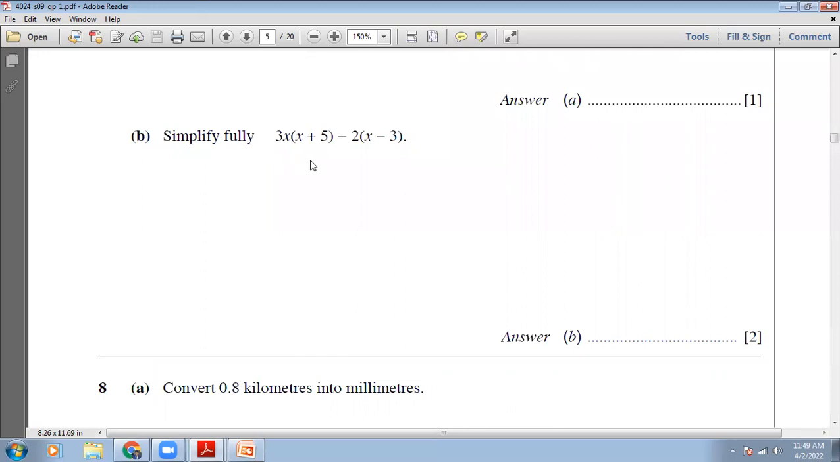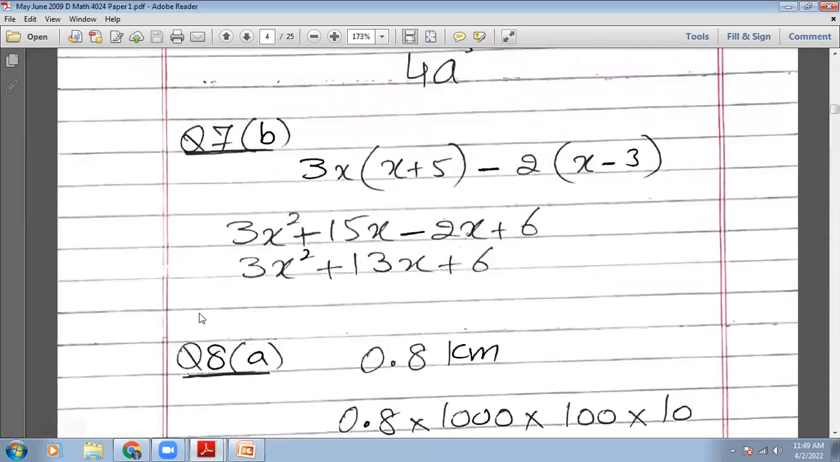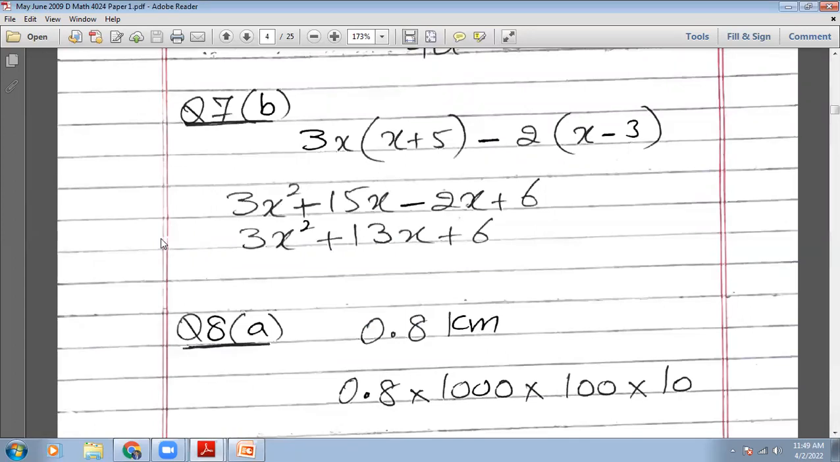He says simplify fully. So you just have to simplify. Just multiply this with this bracket, minus 2 with this bracket. And if the addition and subtraction is possible, then do that. So 3x will multiply with x plus 5. You will get 3x squared plus 15x. Minus 2 will multiply with the bracket x minus 3. You will have minus 2x plus 6. So 3x squared plus 15x minus 2x, that's 13x plus 6.